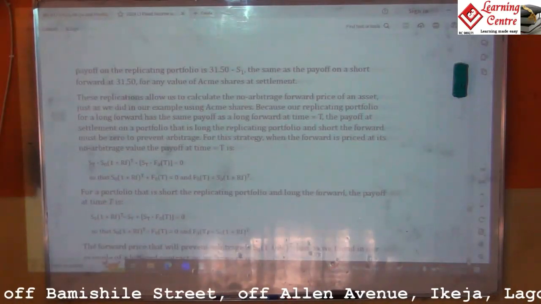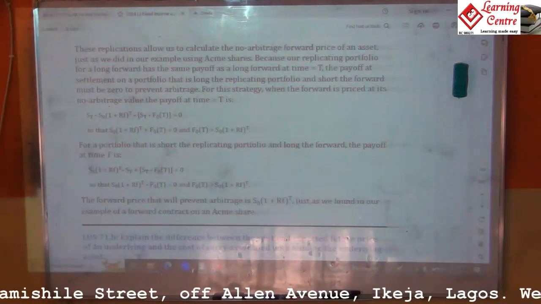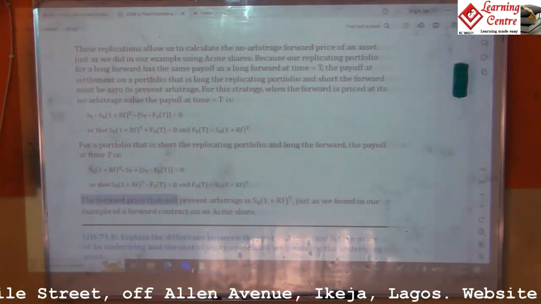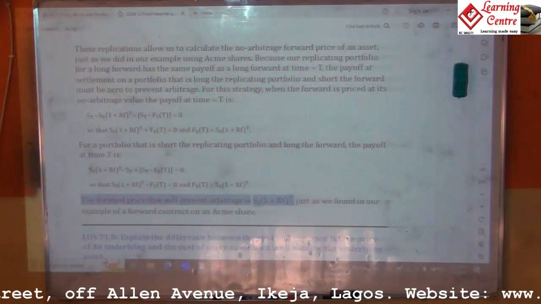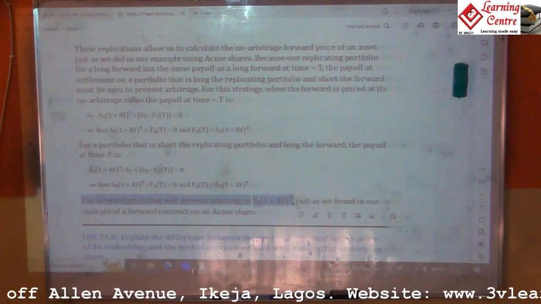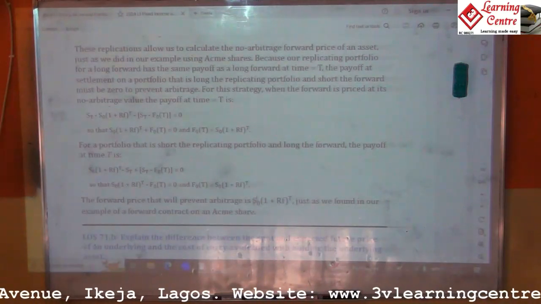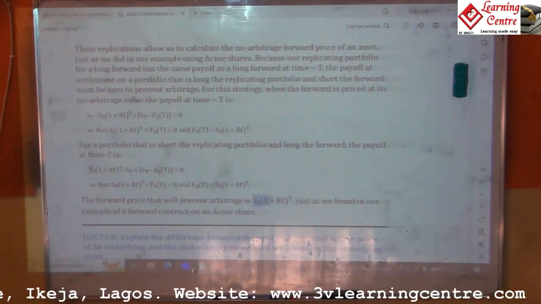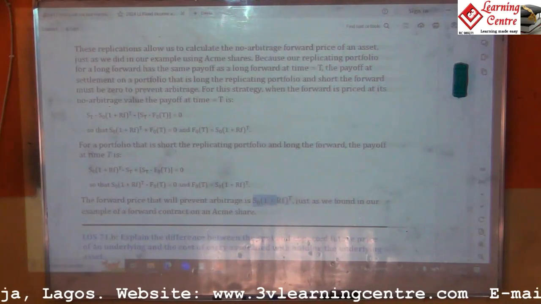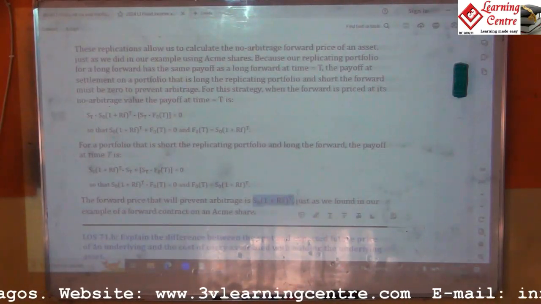So just to go to the formula. The forward price that will prevent arbitrage is this. This is what you need. In all these stories, this is what you need. Spot price times 1 plus RF, which is the risk-free rate, raised to the power of time.